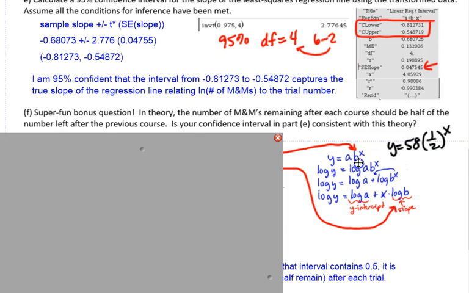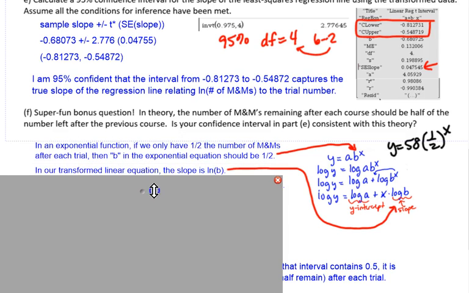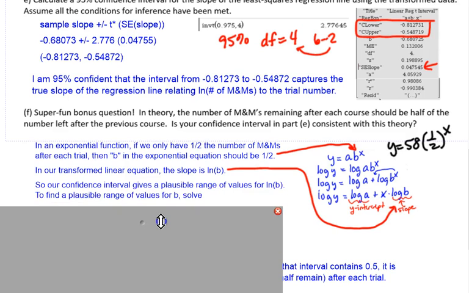So that B value shows up down here as log of B. So our slope is actually, in this case, the natural log of 1/2. Our slope should be about natural log of 1/2, and we found a confidence interval for the slope. So I've kind of summarized this. The slope is natural log of B. So our confidence interval gives a plausible range of values for natural log of B. We would like to find a plausible range of values for B and see if it's close to 1/2.